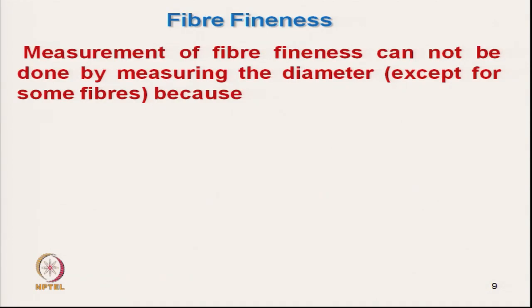So, measurement of fiber fineness cannot be done by measuring the diameter. In other engineering materials, say an iron rod or any metallic wire, if we want to measure the fineness, it is expressed in terms of diameter, because the measurement of diameter of any wire is possible. Okay, it is a metallic wire, and it is uniform in nature throughout the length, the diameter is almost uniform.